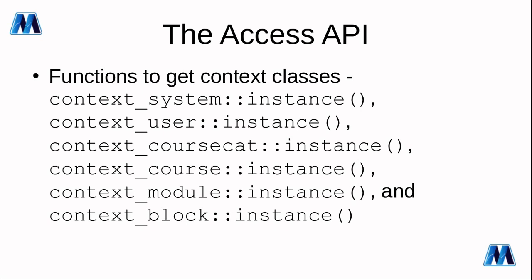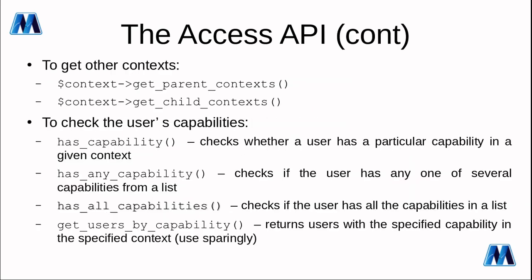So these are functionality to assist your plugin in working with capabilities and permissions, etc. So one of the first things you're always going to need is your context. So you can get an instance of your context by calling the instance method of the relevant context class as shown on screen. And once you've got a context, you can get other contexts. So you can get the parent context of a context, or you can get the child context of a context.